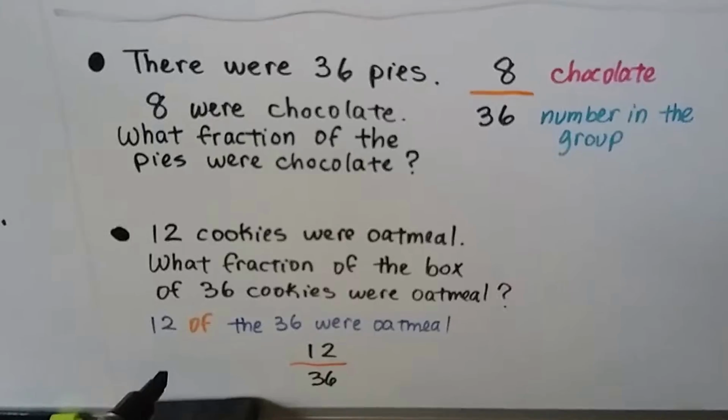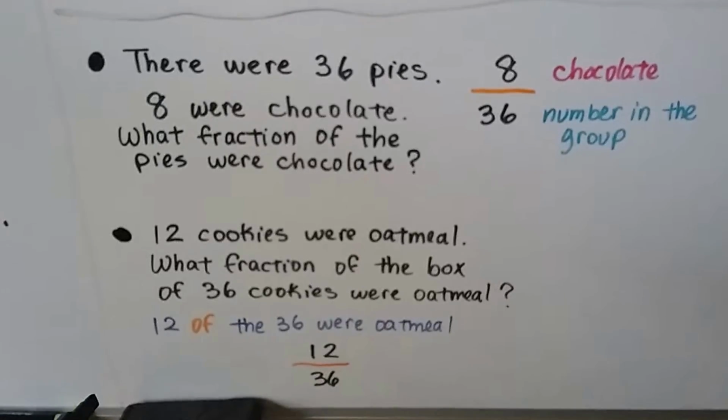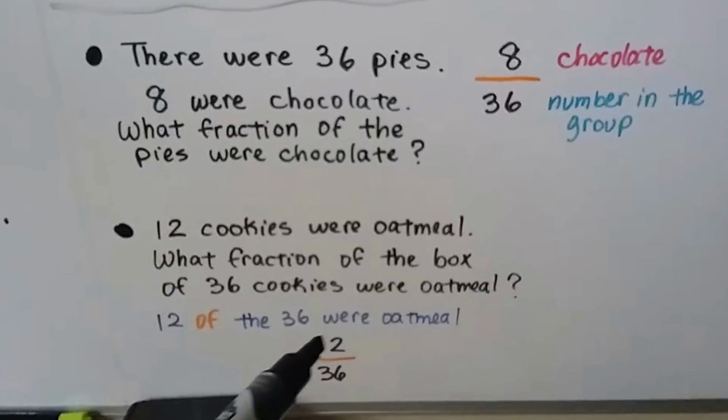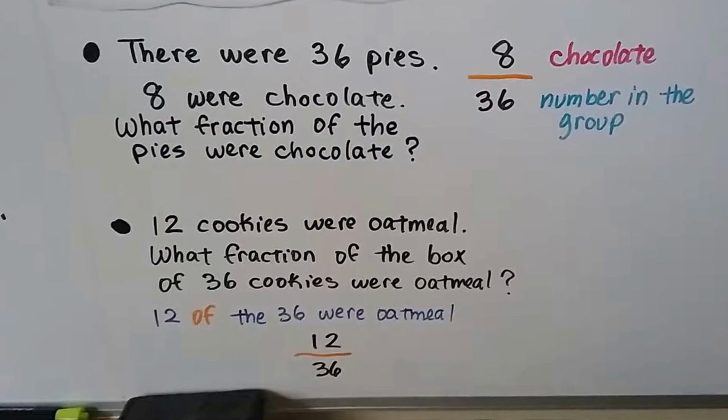12 cookies were oatmeal. What fraction of the box of 36 cookies were oatmeal? 12 of the 36 were oatmeal. So 12 36ths. Okay?